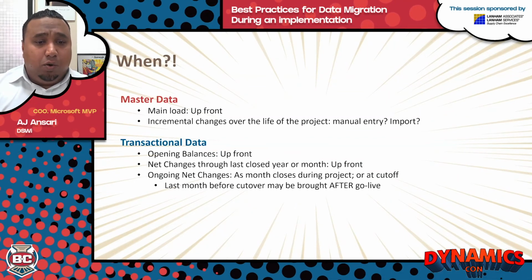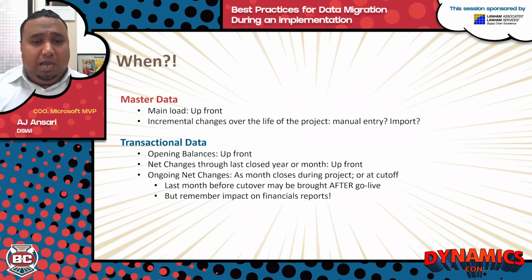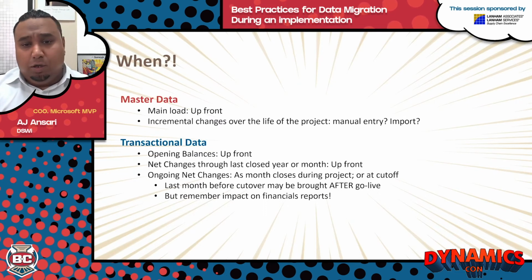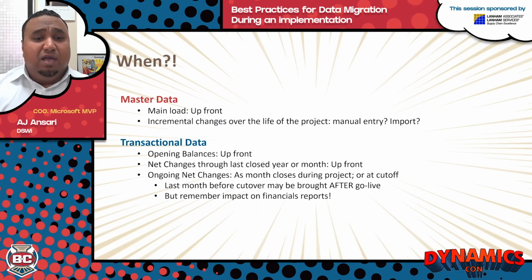So these are also going to be the things that you're bringing in, like your open AP, open AR, all that stuff is going to be at that point. Your inventory situation: what is your balance on hand for each item? What is the inventory valuation? Those are things that are going to be done at cutoff.